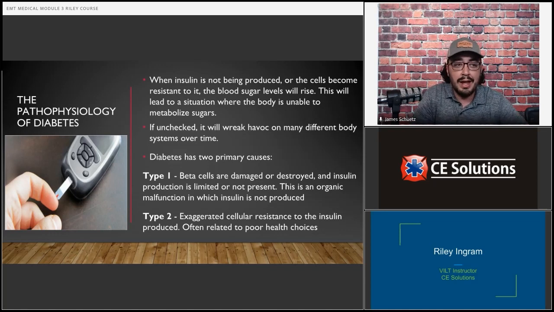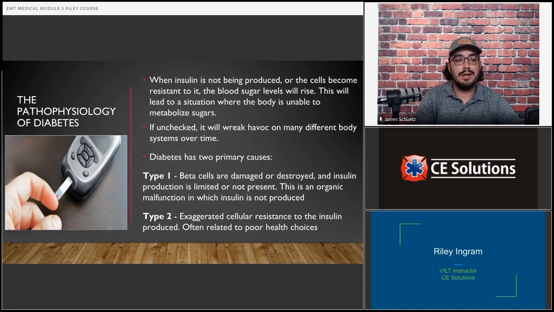You've got type 1. It's when the beta cells are damaged or destroyed and insulin production is limited or not present. So you've got a lack of insulin. Okay. So these are going to be your insulin dependent diabetics and ones that they don't produce it, or they do and it's just not enough, but it's not that there are some present and they don't work, right? This is an organic malfunction in which the insulin's not produced. And then you've got type 2. This is an exaggerated cellular resistance to insulin that is produced.